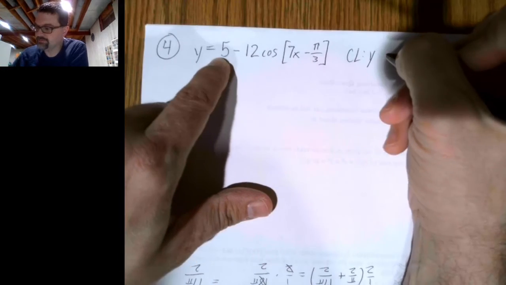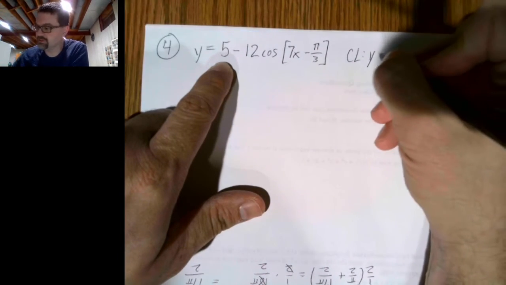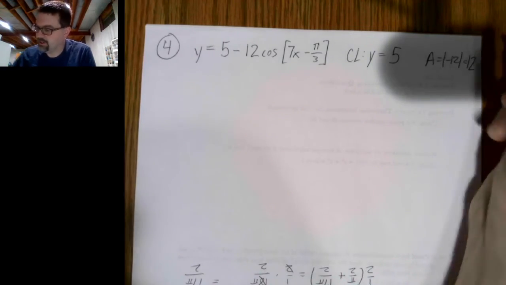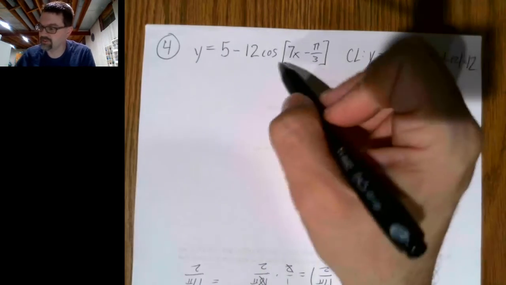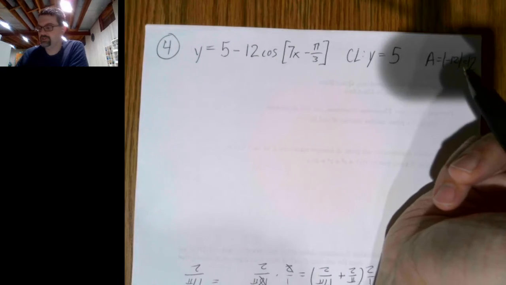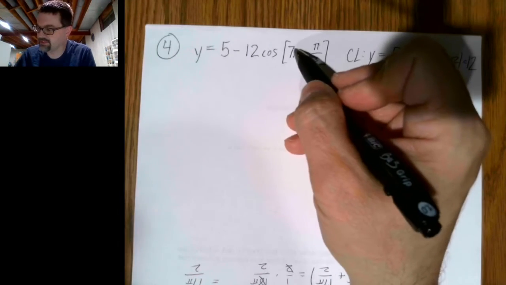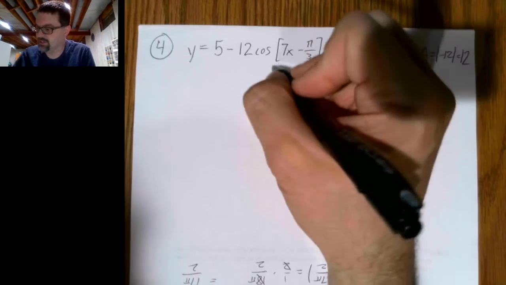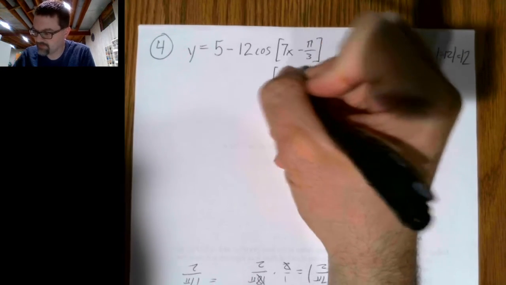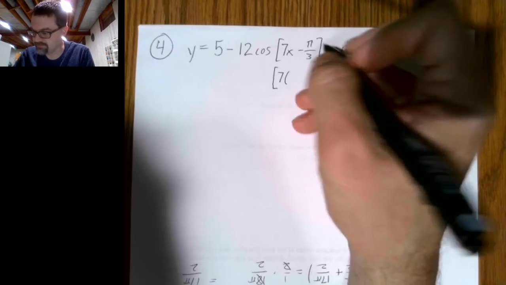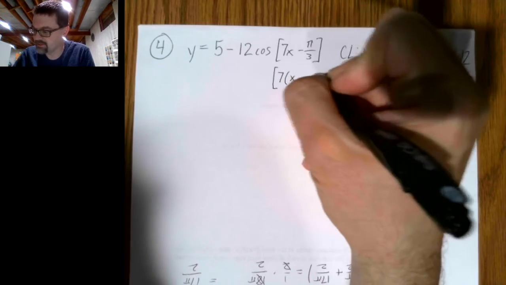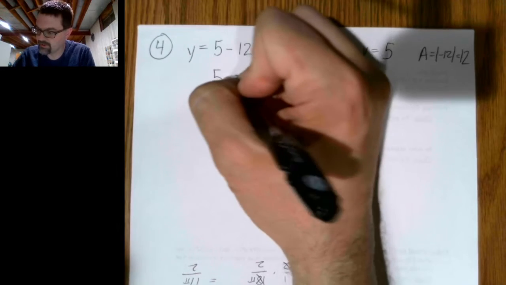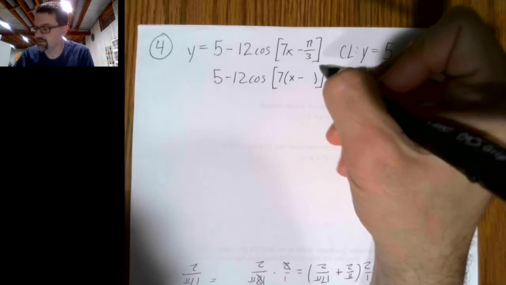Center line, got this nice guy sitting in front, so at 5. So that's the vertical stuff. Inside stuff. Well, again, it's not 7 and then x plus or minus something in parentheses, so we need to factor this a little bit. So we're going to take a 7. This is going to be x. And we need to figure out what goes right here. So we're going to have 5 minus 12 cosine.